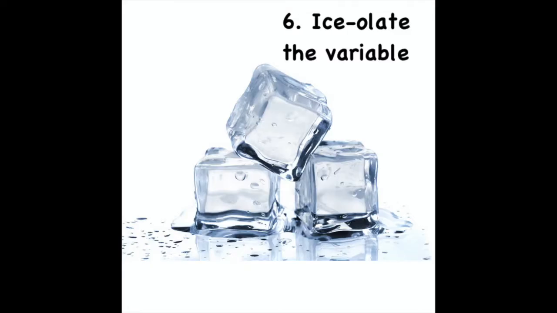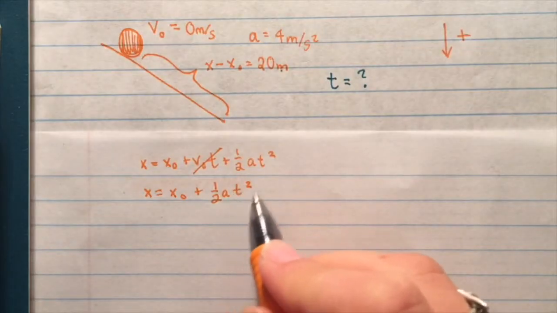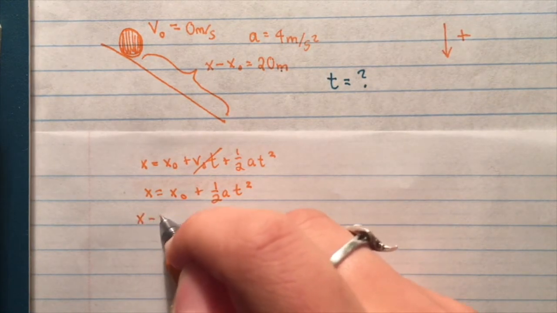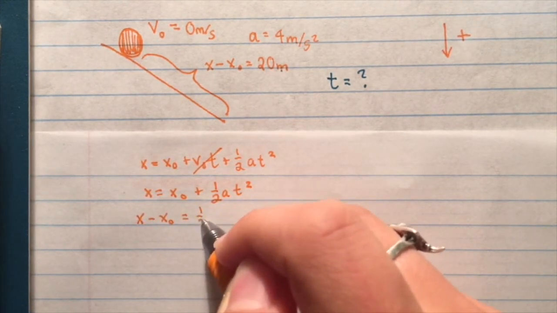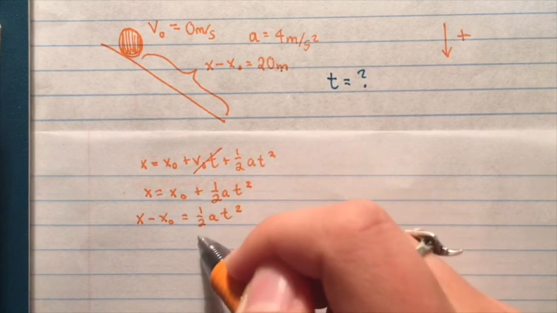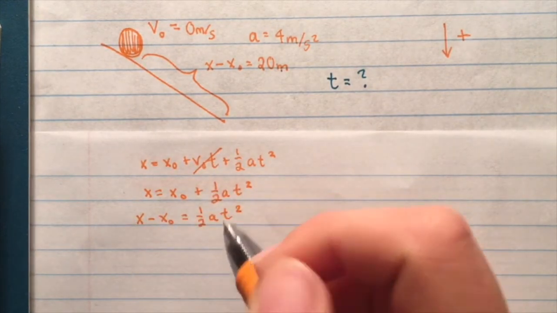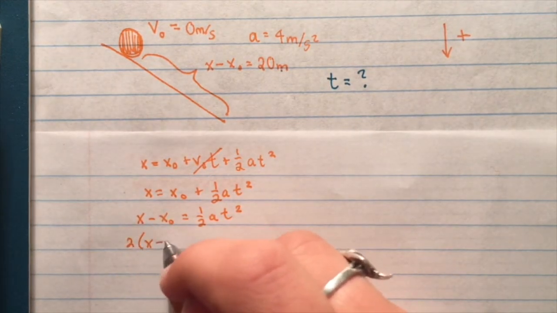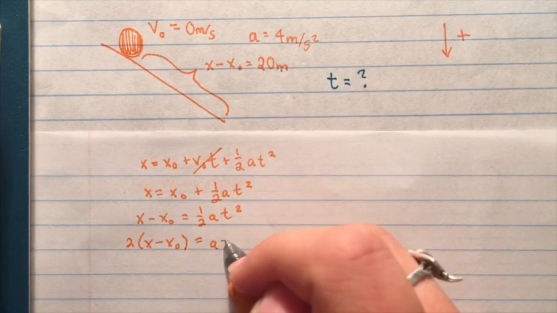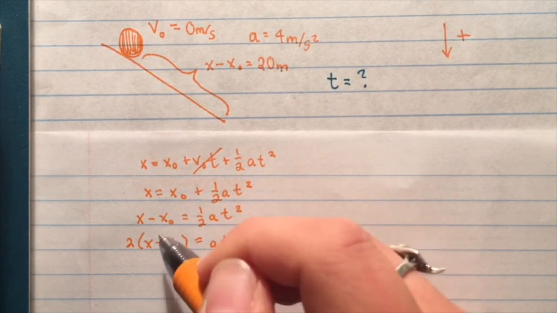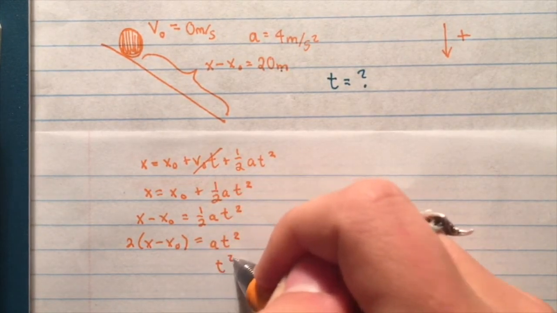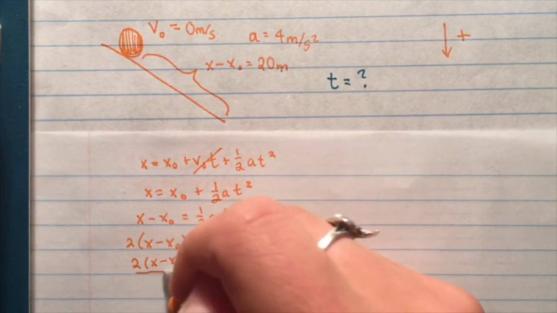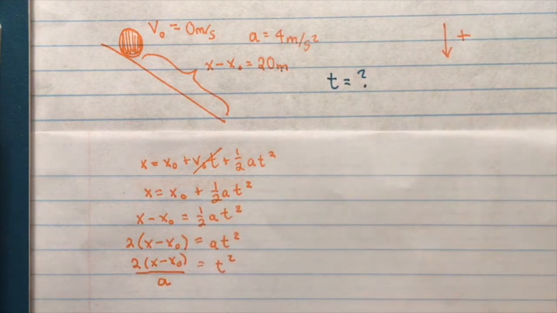Okay, my next step is to isolate the variable. I'm trying to get t all by itself. So I'm going to start with subtracting x naught. And next step is to multiply by 2 on both sides, and I'm multiplying to the entire side, so make sure you have those parentheses. Then I'm going to divide by a to get t squared by itself. I'm dividing everything by a, by the acceleration.